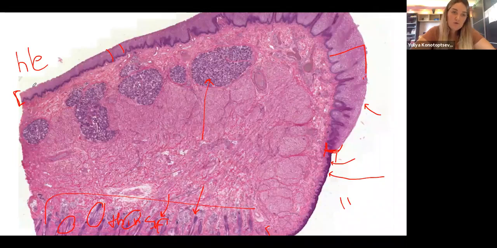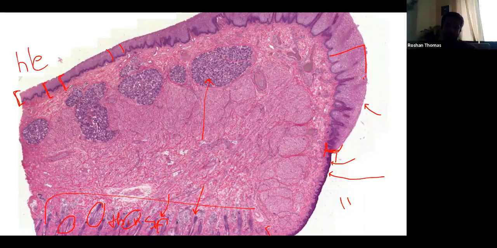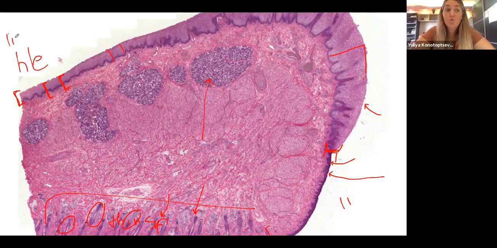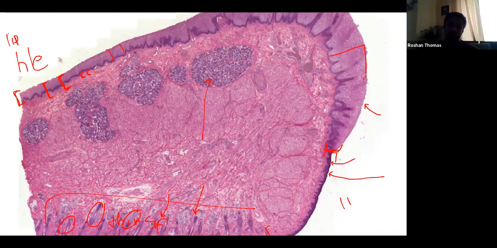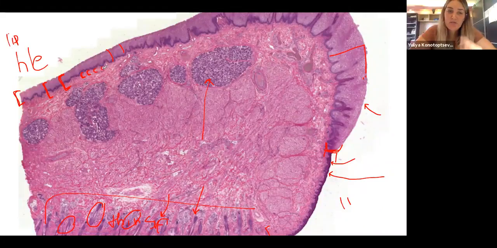So how do you call this? Mucosa. We know that this is a lip. So which mucosa is this? Lining mucosa. If I put like this, what is this? Lamina propria. Yes, this is lamina propria right here because I'm only pointing to the lamina propria.